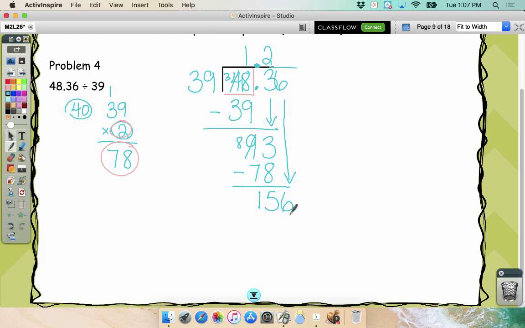Now I need to think, okay, 4 times what would be 16 or 15? 4 times 4 is too big, isn't it? So 4 times what? 3. Okay. So what do I take times 3? 39. 39 times 3.